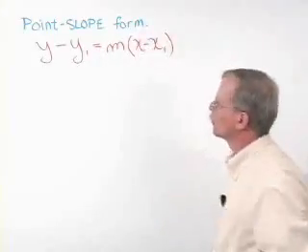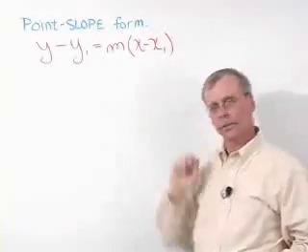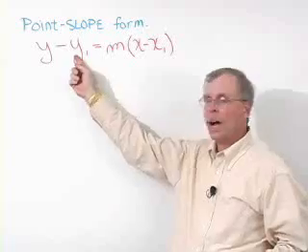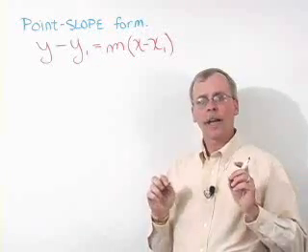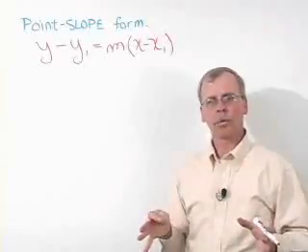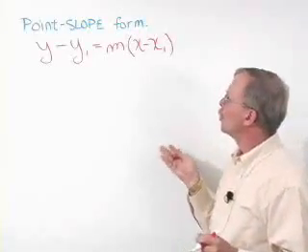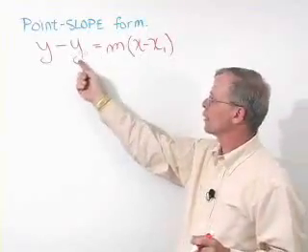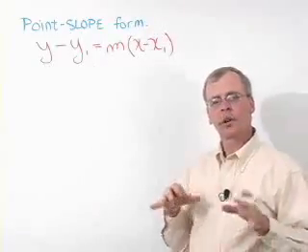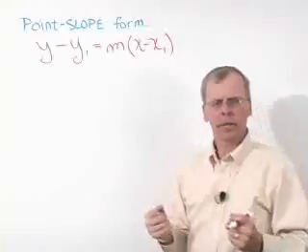Now you have to look closely. Y and x are the variables, and x1 and y1 are a point. M, as always, is our slope. So we need 2 points, but one of them shows up in here, and the other one we need to calculate the slope. Let's show how this point-slope form can work.